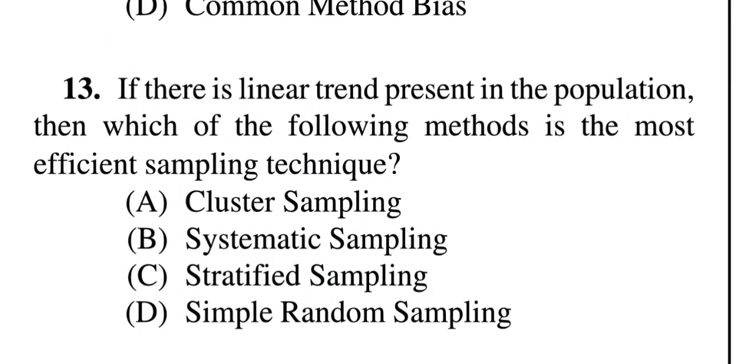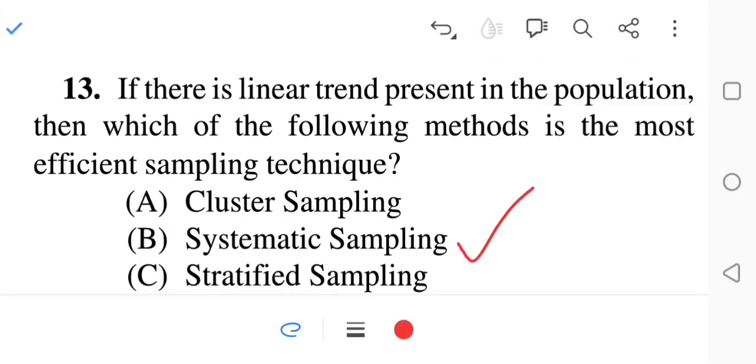Number 13. If there is linear trend present in the population, then which of the following method is the most efficient sampling technique? So these kind of questions are often asked related to sampling technique. Cluster sampling, systematic sampling, stratified sampling, simple random sampling. Correct answer is B, that is systematic sampling. Got it? Systematic sampling.